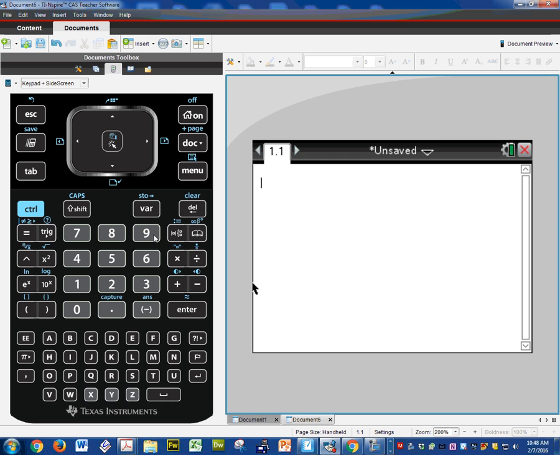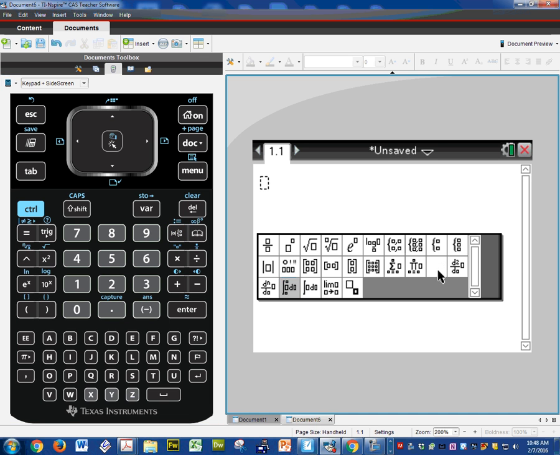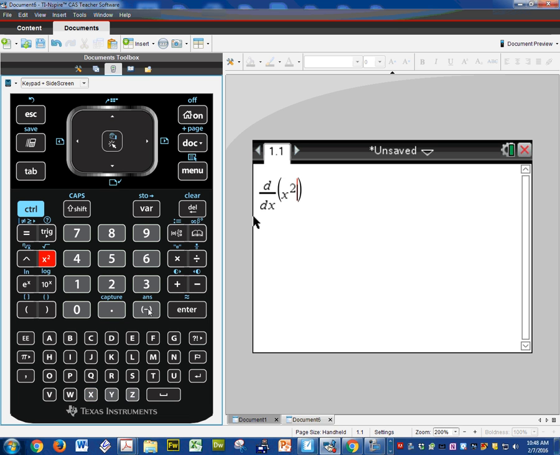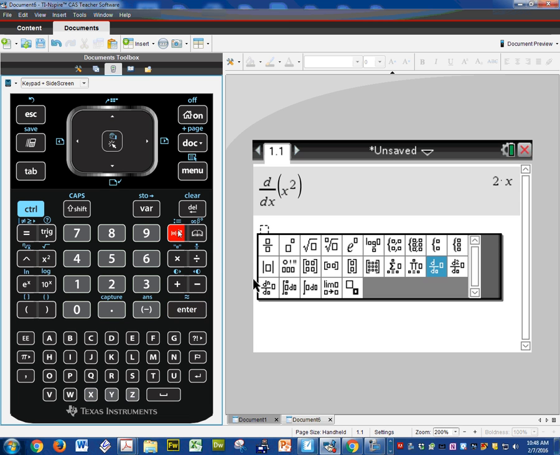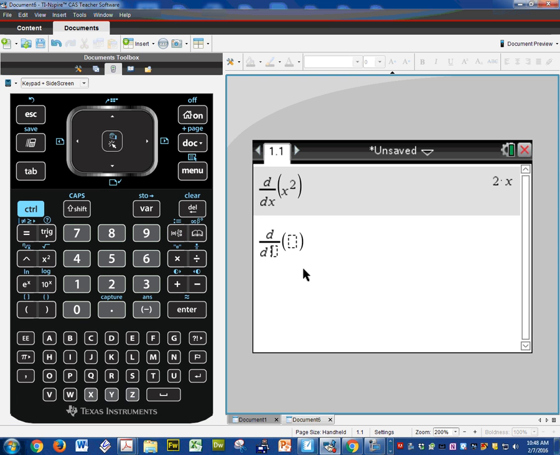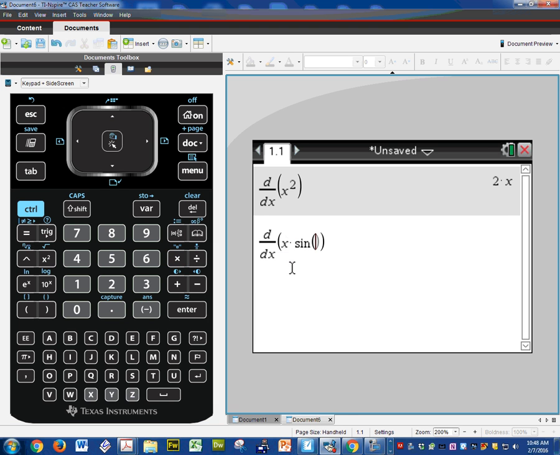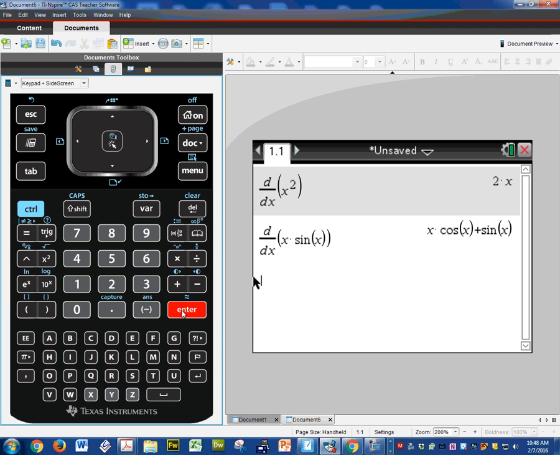Many of you guys have already seen this. Next to the number 9, you have a template, your derivative. You put an x there, you type in the equation that you want. Let's do something simple, x squared, enter. Let's suppose I want something a little bit more complicated, here, x times sine of x. You do need the multiplication symbol, enter.